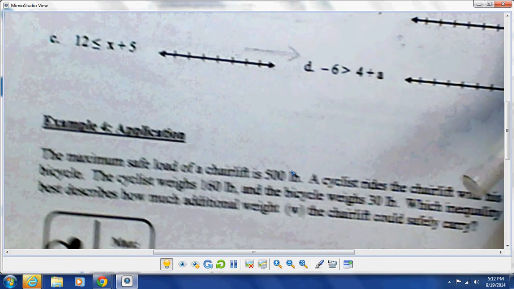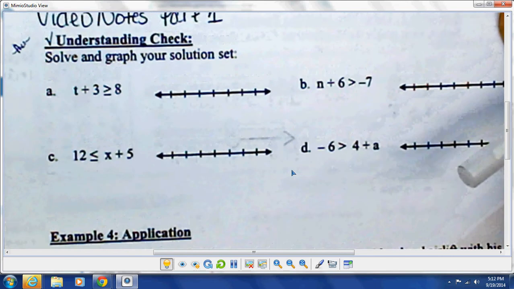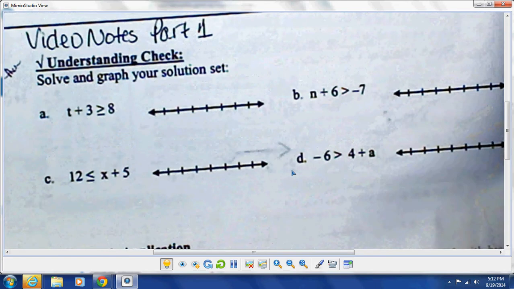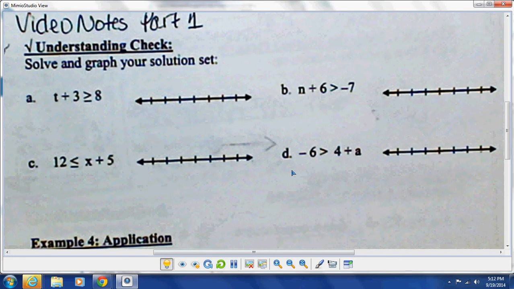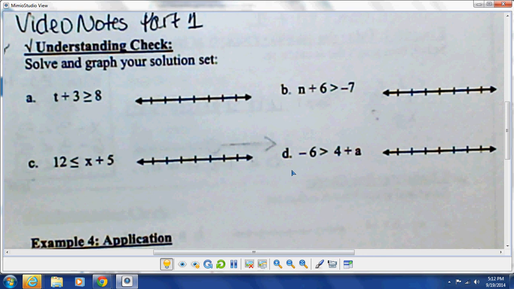Okay, just finished page 41. Next, on page 42, you have your understanding check, which is your part. You're going to solve these 4 inequalities for your practice, and we'll check them in class. So pause the video right now and go ahead and do those 4 problems.